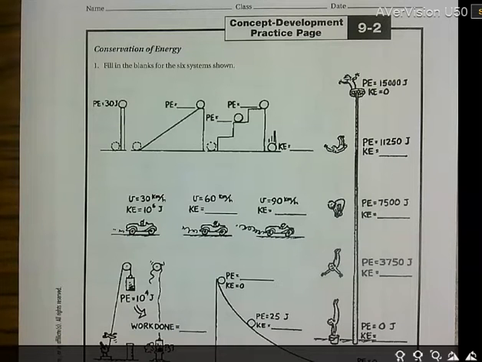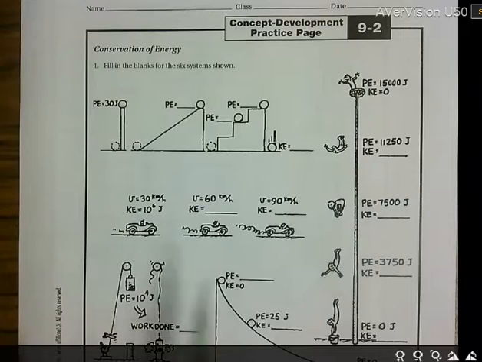Hello, Applied Physics students. Here is your teaching video for the Concept Development Practice page 9.2 about the law of conservation of energy. And again, remember the law of conservation of energy states that energy can't be created or destroyed. So the energy that we have available has to stay the same. And we're going to use that to fill in the blanks for the six systems shown.